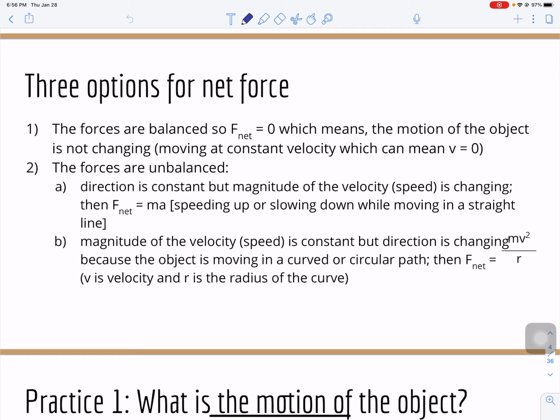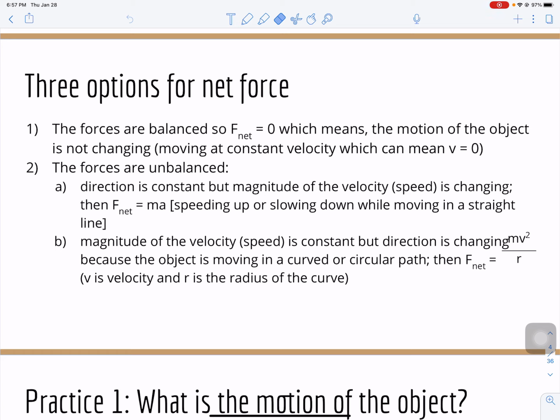So we have three options for the net force. So the first one happens when the net force is zero, and this means the forces are balanced. When the forces are balanced, or the net force is zero, that means there's no acceleration, or the motion of the object is not changing. And so two options we have for the motion of the object not changing is that it's moving at a constant velocity, or the velocity is zero, it's at rest. So that's when forces are balanced.